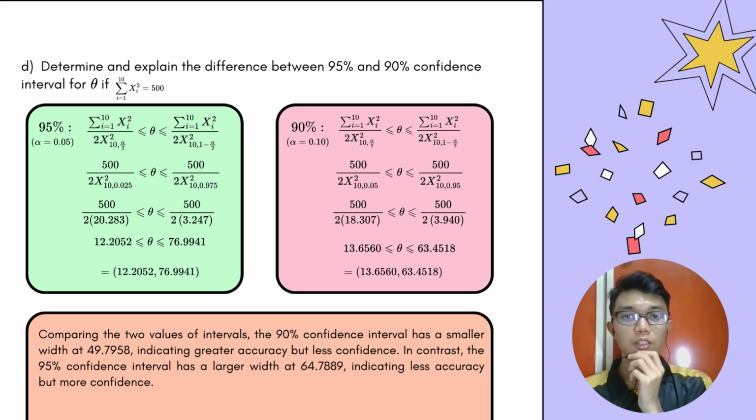Comparing the two intervals, the 90% confidence interval has a smaller width at 49.7958, indicating greater accuracy but less confidence. In contrast, the 95% confidence interval has a larger width at 64.7889, indicating less accuracy but more confidence.